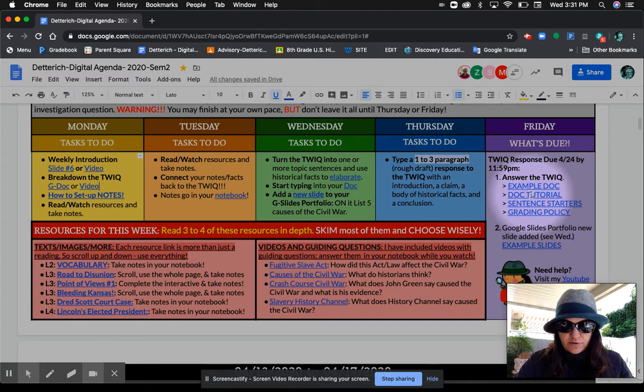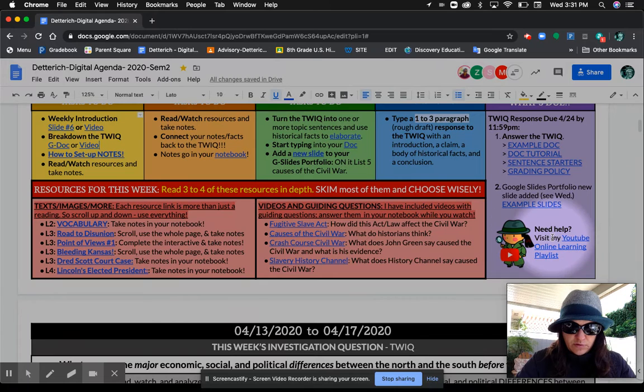There is a tutorial for how to add to this document. There are sentence starters. And of course, the grading policy specific to this distance learning. It also tells you that there's a Google Slides due, but of course, number one, that's what's due. Number two, that is also due. If you need help, you click here.